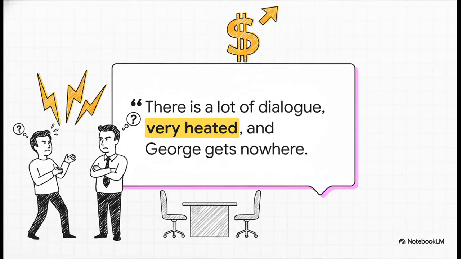Here's the setup. George wants a raise. Simple enough. He goes into his boss Bill's office, and a long, heated argument happens. Now the writer thinks, great, conflict, drama. But from a visual standpoint, it's just two people talking in an office. The action is an afterthought, not the main event.